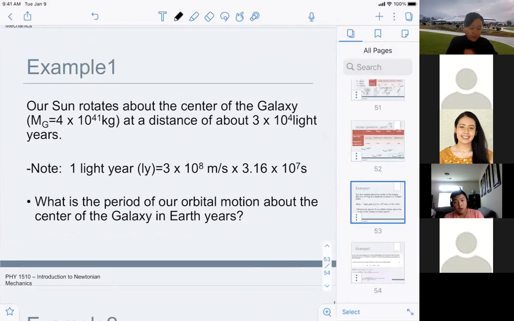All right, so next we're going to look at a couple of examples of how to use Kepler's laws, in particular the law of the period, to look at the time of the orbit. Here we have our first question. We're looking at our sun. All the planets rotate around the sun, but the sun itself rotates about the center of the galaxy at this distance. So here they introduce an idea called light years. Do you guys know what a light year represents?